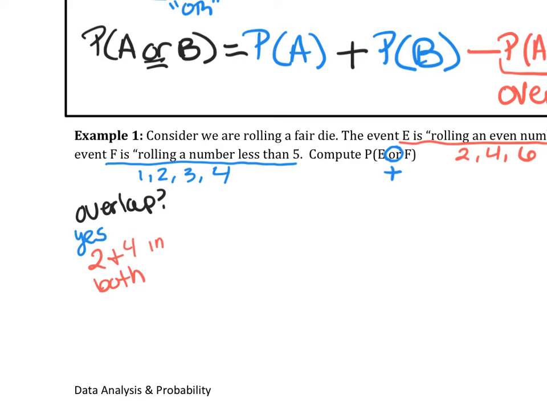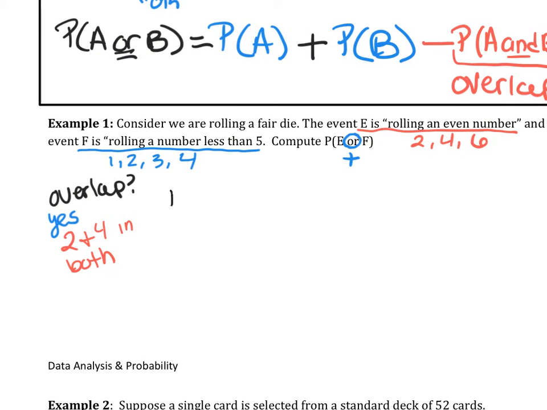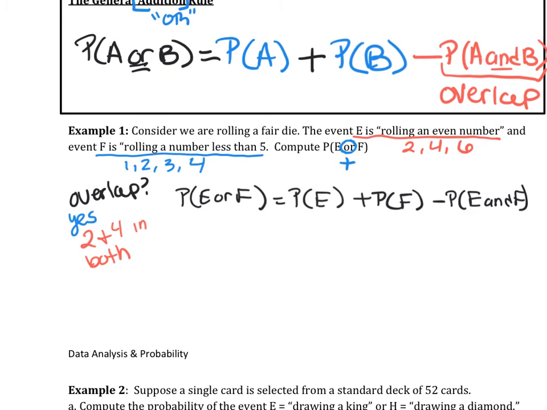Okay, so it's good to know all of this information before we start trying to plug stuff into that addition rule there. So now we want to calculate the probability of E or F. So we're going to take our probability of E plus the probability of F minus the probability of E and F, or that overlap.